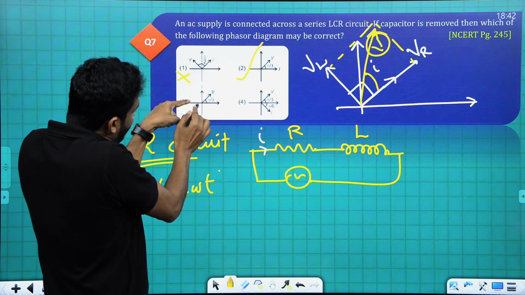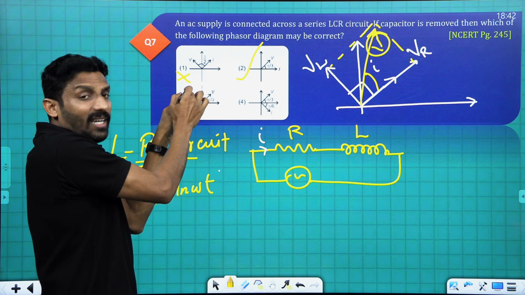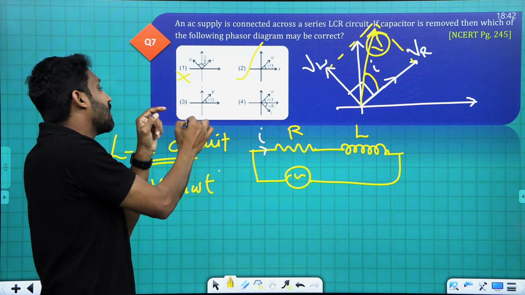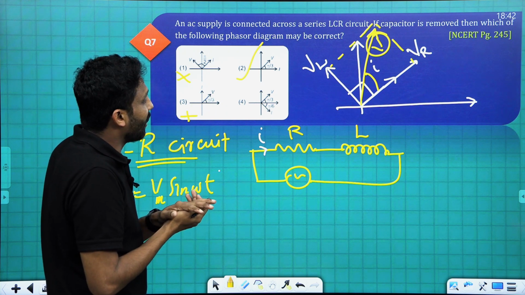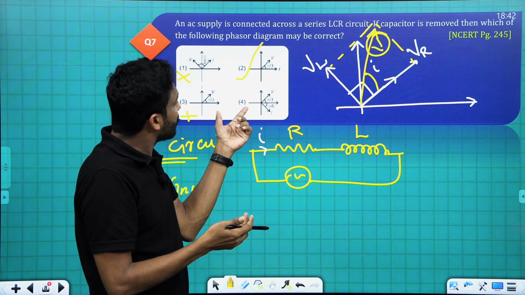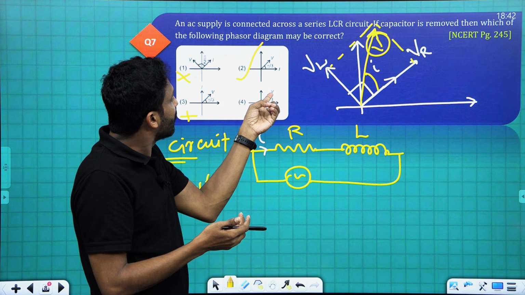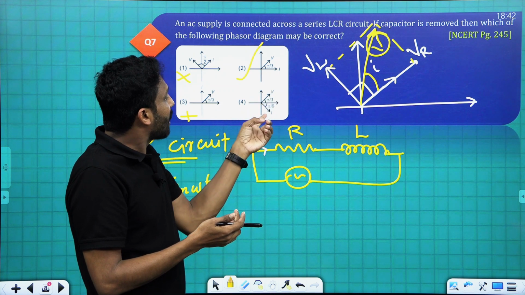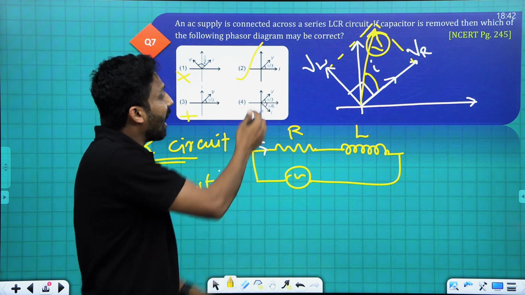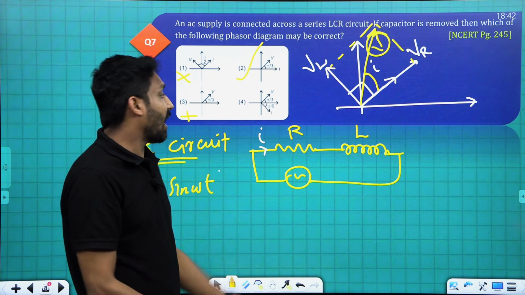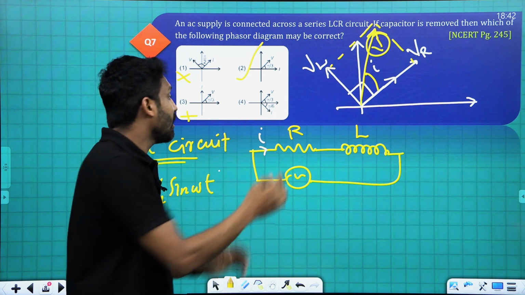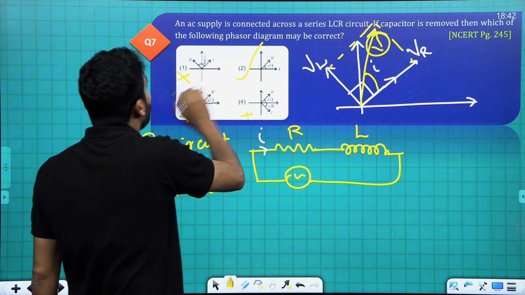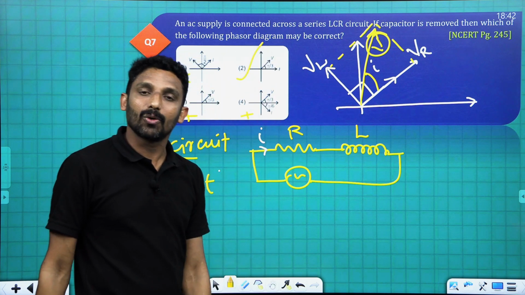In this case, see, the current is leading and the voltage is lagging. It is incorrect. And in this situation, see, the voltage is leading and the current is lagging, but the angle is greater than 90 degree. It is not possible. So the answer is option B. I think you understood it.